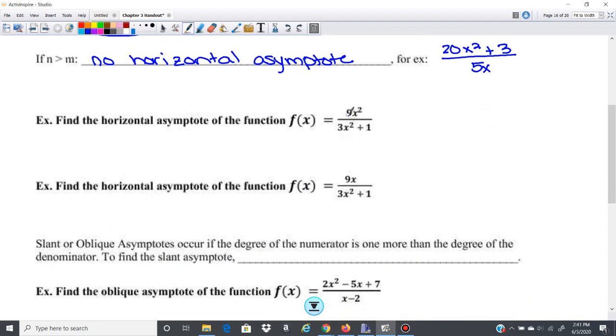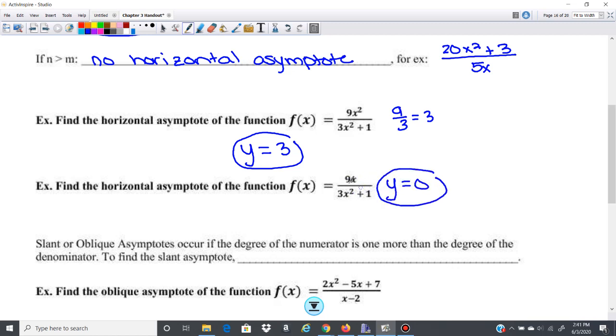So for our first example, they're both x squared. So there you're just going to go 9 over 3, and that's going to give you 3. And you're going to say that horizontal asymptote is y equals 3. And then this one, the degree in the denominator is greater than the numerator, so this one is y equals 0. So you just have to memorize those cases here for the horizontal asymptote.